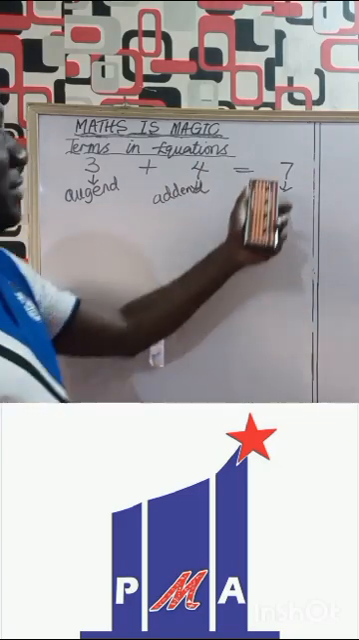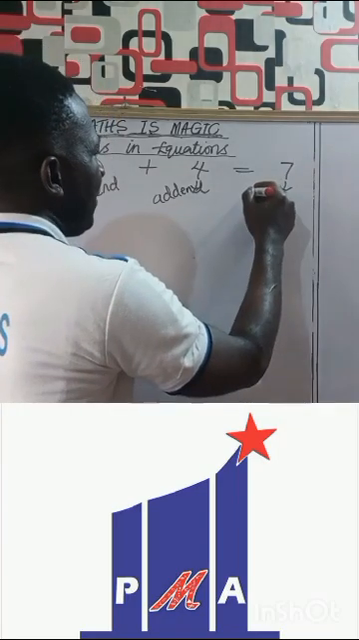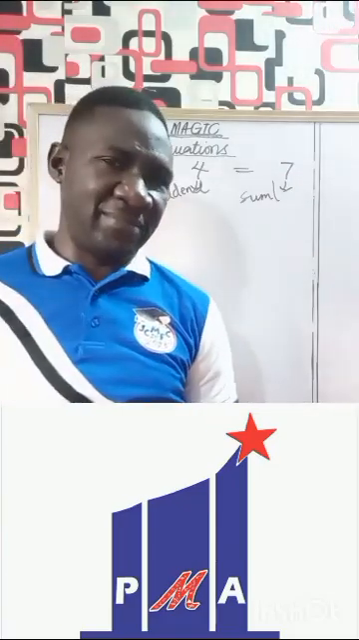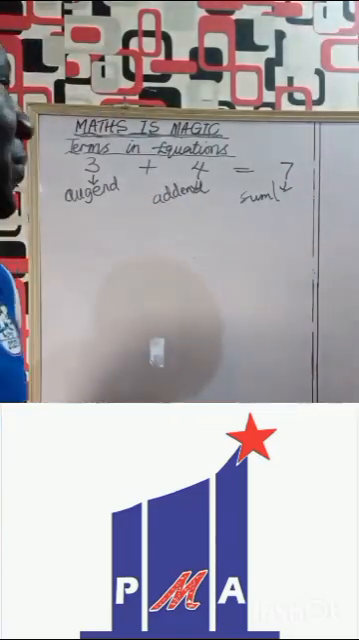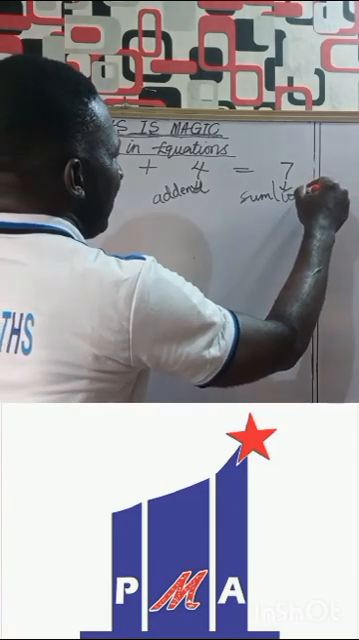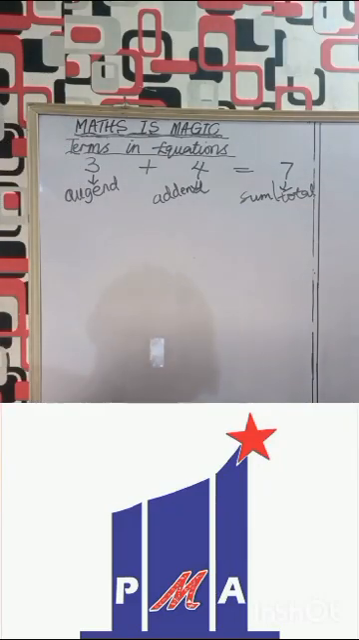Now, what about the answer you get when you add two numbers together like this? We call this the sum. And of course, it has one other name. You can call this the sum or the total. So those are the terms in this equation.